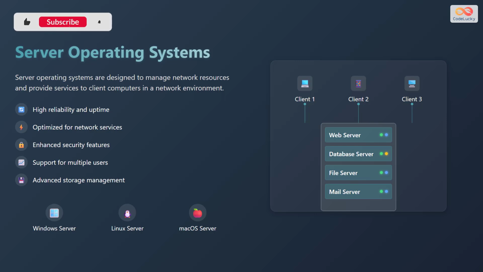Enhanced security features are built in to protect sensitive data and prevent unauthorized access. Server operating systems support multiple users simultaneously, allowing many clients to access resources and services. Advanced storage management capabilities are also included to handle large volumes of data efficiently.